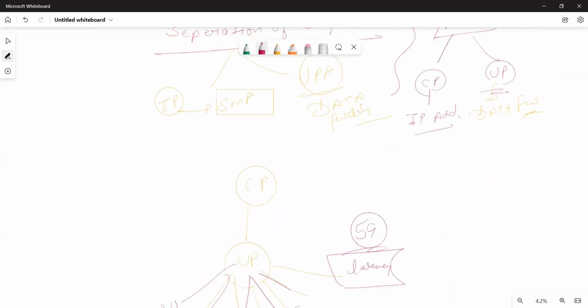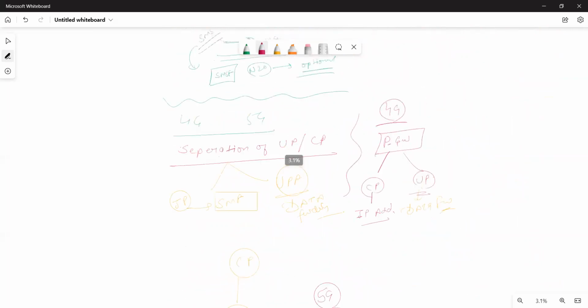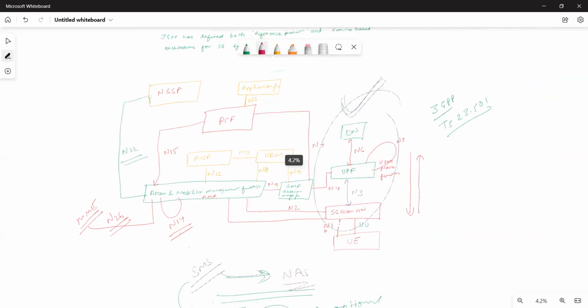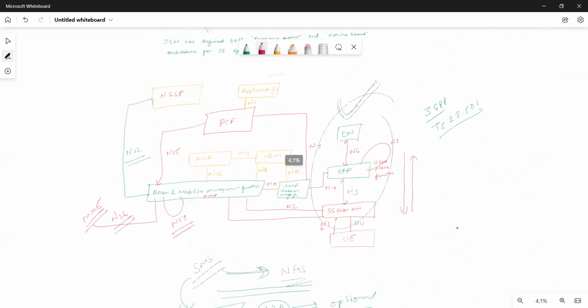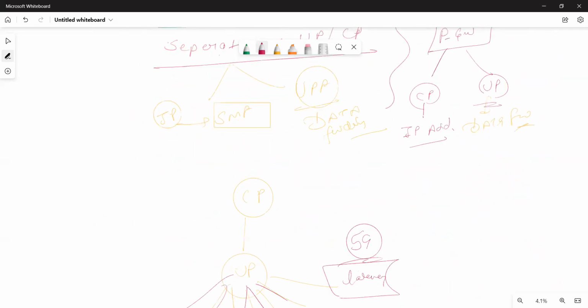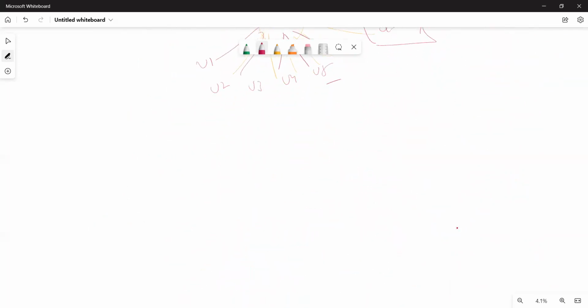So these are the points about architecture. If you have any question regarding our 5G architecture, please post that in the comment section. Before going to end, let's discuss the functionality of AMF also, like what AMF does, right? Okay.